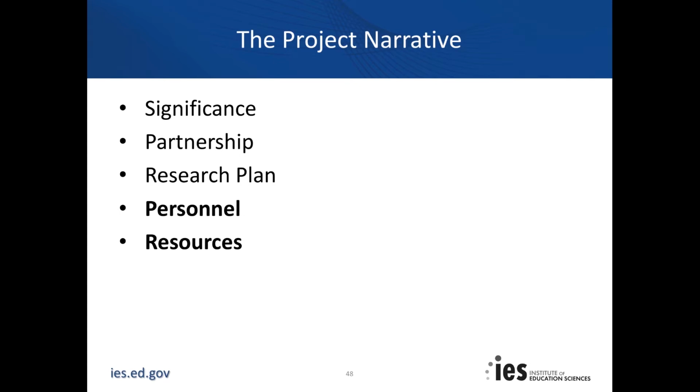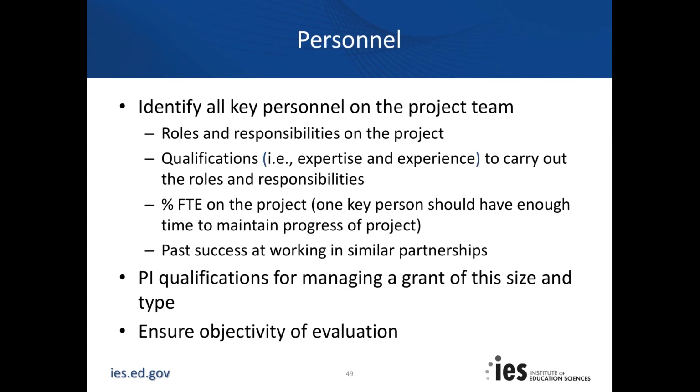Now let's turn to the personnel and resources sections of the application. In the personnel section, you're going to identify all the key personnel on the project. Just a reminder that the PI can come from either the research institution or the education agency. Either is fine. IES does not recommend one or the other. It's really which is best for the study to be carried out. But there must be a PI from one and a co-PI from the other institution.